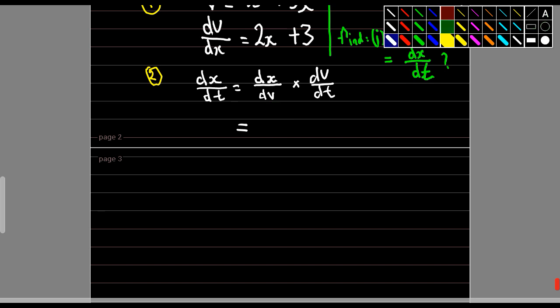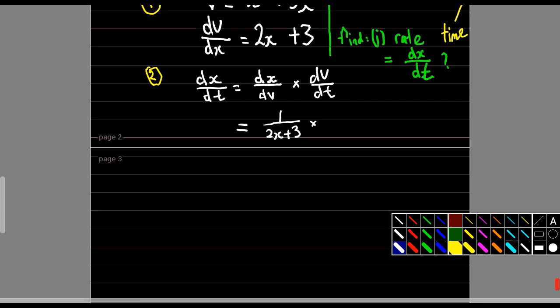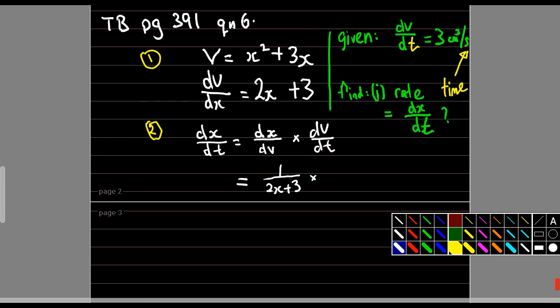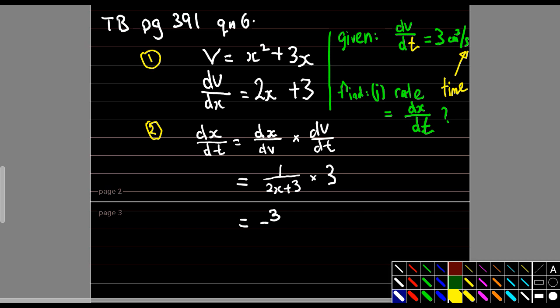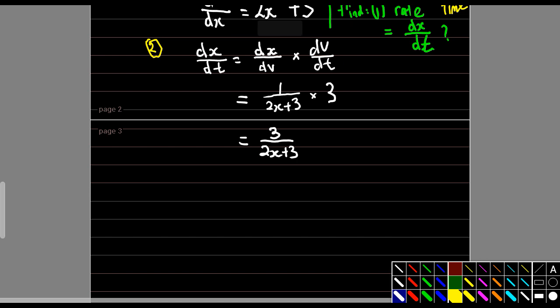So why like that? Okay. It's actually not 2x plus 3, because 2x plus 3 is dV over dx, but now I want dx over dV. So it should be 1 over 2x plus 3 multiplied by what? dV over dt. Is it given to us just now? See here? dV over dt is 3. So then I can write here 3. So what is this equal to? 3 over 2x plus 3. Okay, are we ready to find dx over dt? So dx over dt is actually 3 over 2x plus 3.